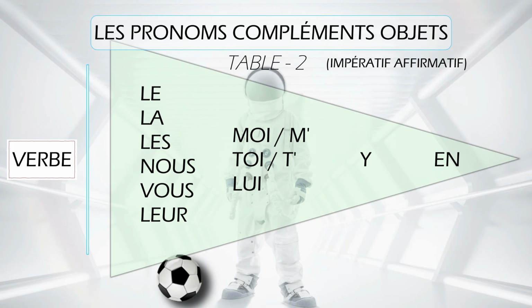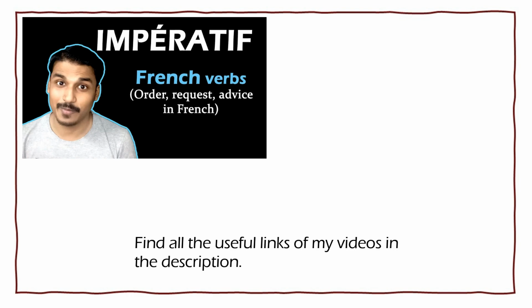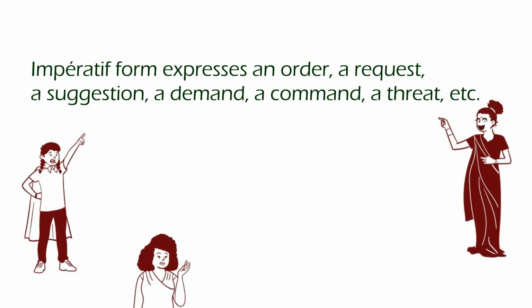Me and te have turned into moi and toi. And before a vowel there will be m' and t'. Meanings and uses of these pronouns are similar to the first table, so I will not waste any time telling you the same meanings. This table is valid only for the sentences which are written in impératif, affirmatif form. If you wish, you may check out my tutorial on impératif. The link is always in the description. Impératif form expresses an order, a request, a suggestion, a demand, a command, a threat, etc.